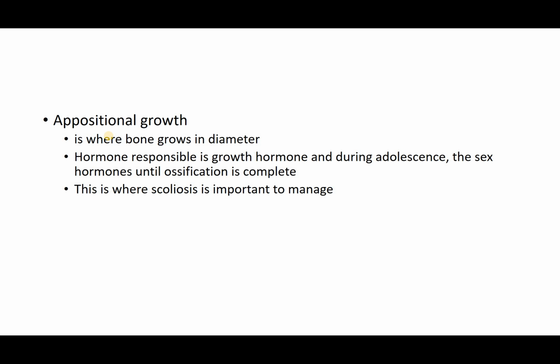Appositional growth is where the bone grows in diameter. The hormone responsible for this is growth hormone. That's released from the brain. You'll get into growth hormone and other endocrine hormones in ANP2. But for now, just know that the brain releases growth hormone, and one of the areas it targets is bone. And that's one of the reasons why you get growth over time.